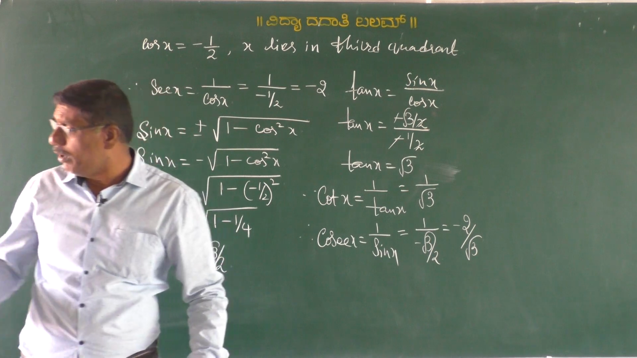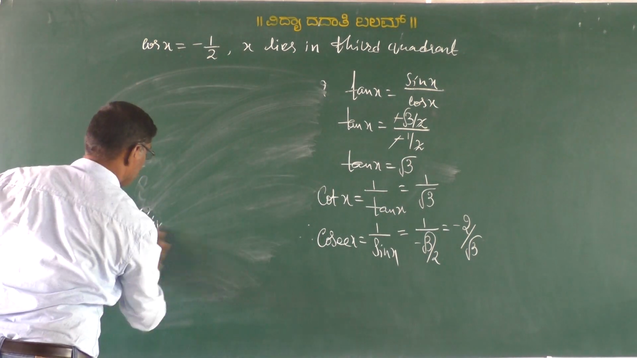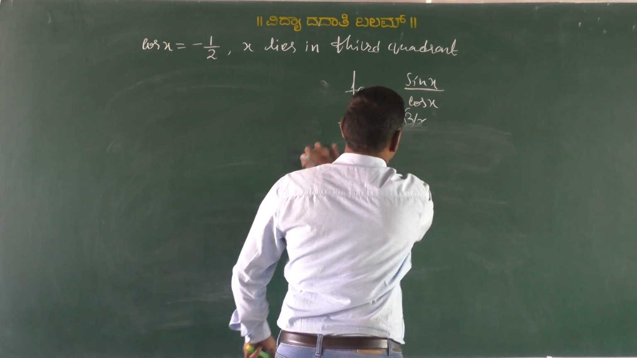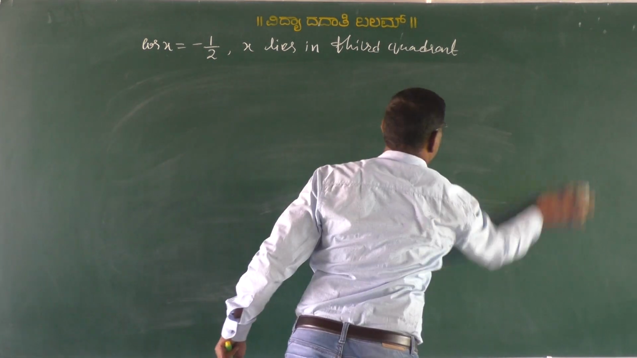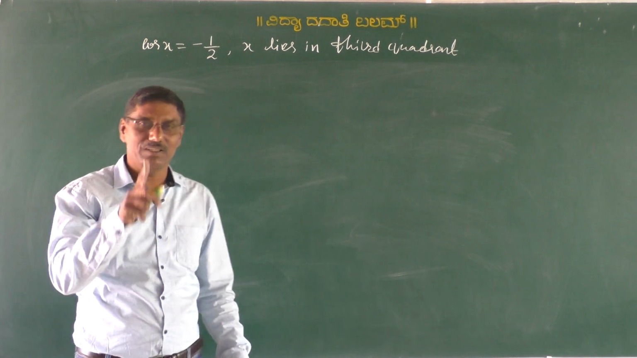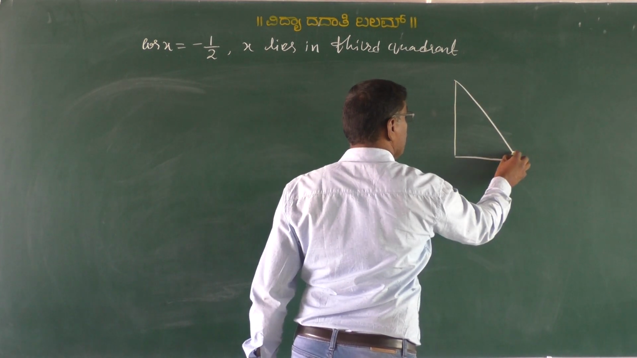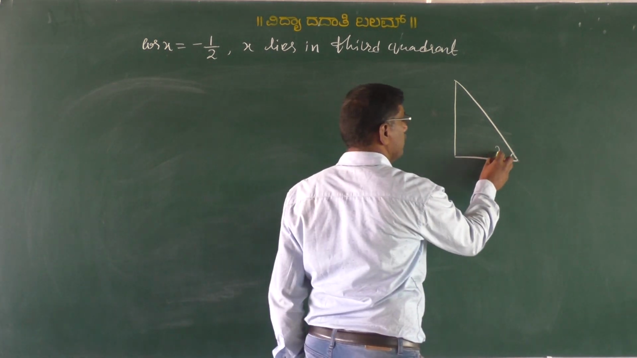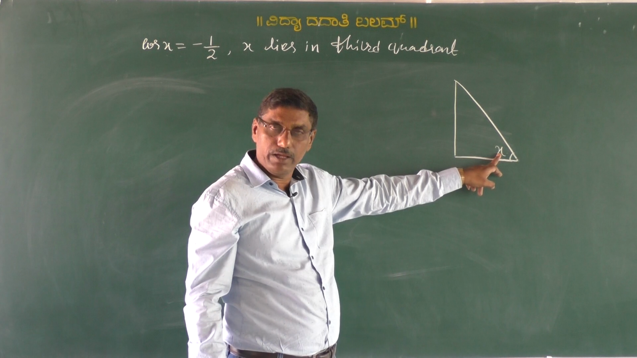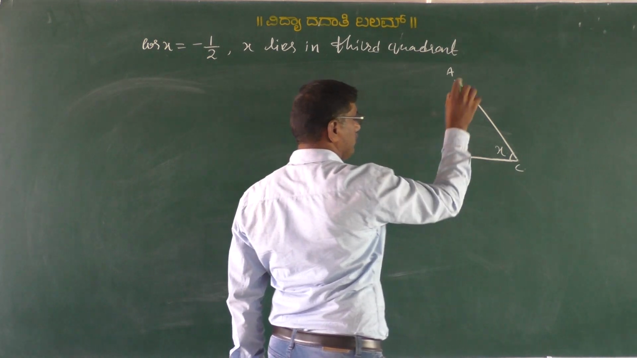Also, we can express by using the ratios. How, sir? See here, my dear students. That is another method. For that, we draw a triangle, a right angle triangle. This is an acute angle, x. This is another method, no doubt. Let me take this as A, B, C. B is the right angle.